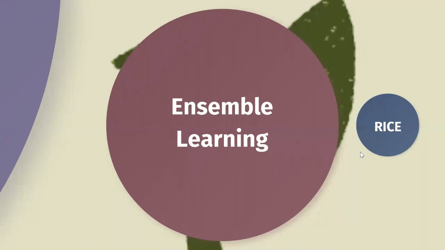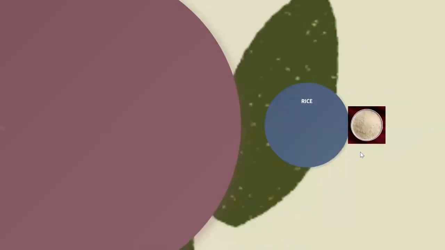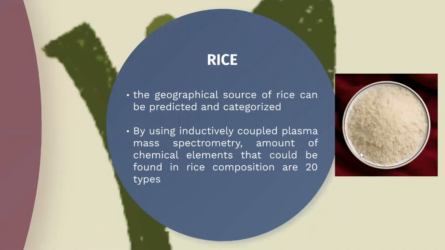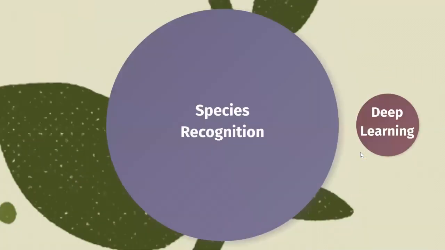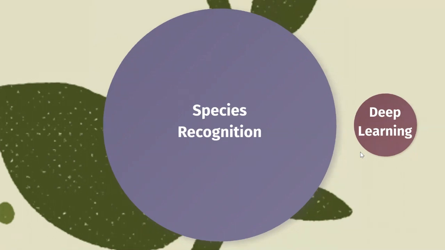The other model that can be used is ensemble learning. By using this model, the geographical source of rice can be predicted and categorized. By using inductively coupled plasma mass spectrometry, amount of chemical elements that can be found in rice composition are 20 types. We have done for crop quality, now we proceed for species recognition.